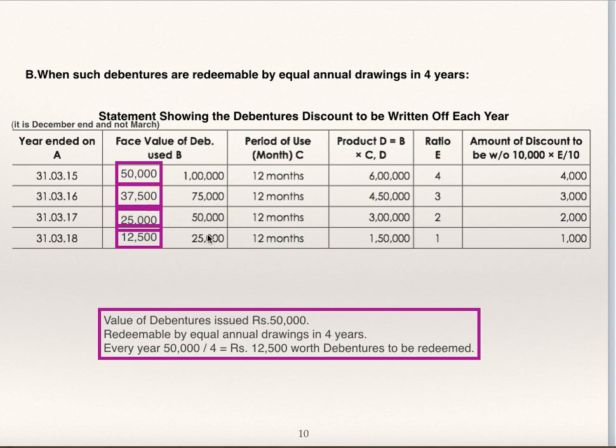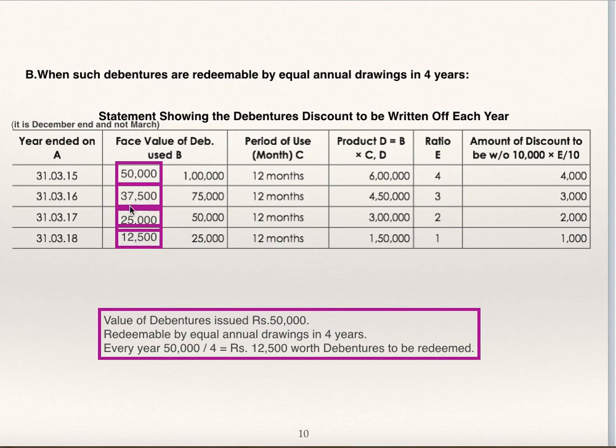Now, this is also given wrong in the answer. Face value of debentures at the beginning of first year was 50,000. At the end of first year, they redeemed worth 12,500. So at the beginning of second year, 37,500. At the beginning of third year, 25,000. And at the beginning of fourth year, 12,500 worth debentures they were having.